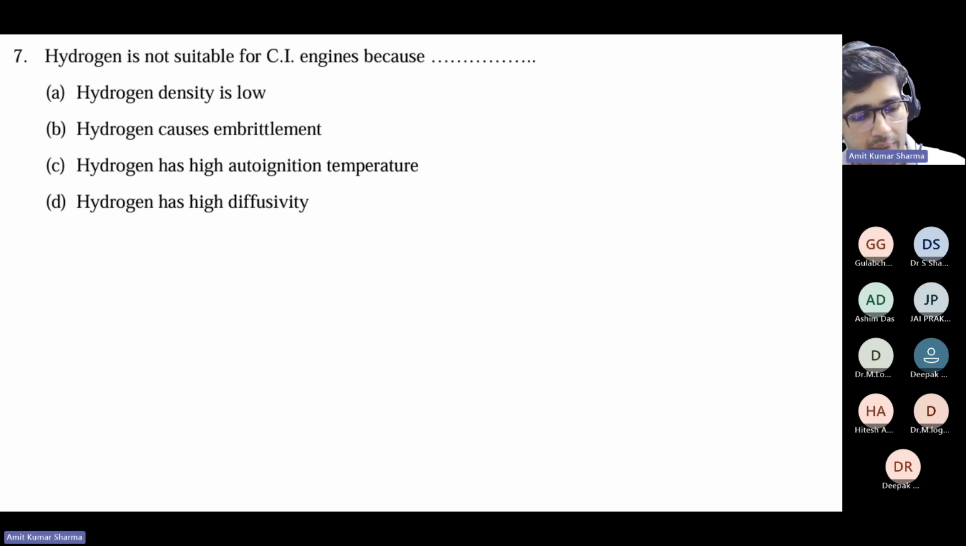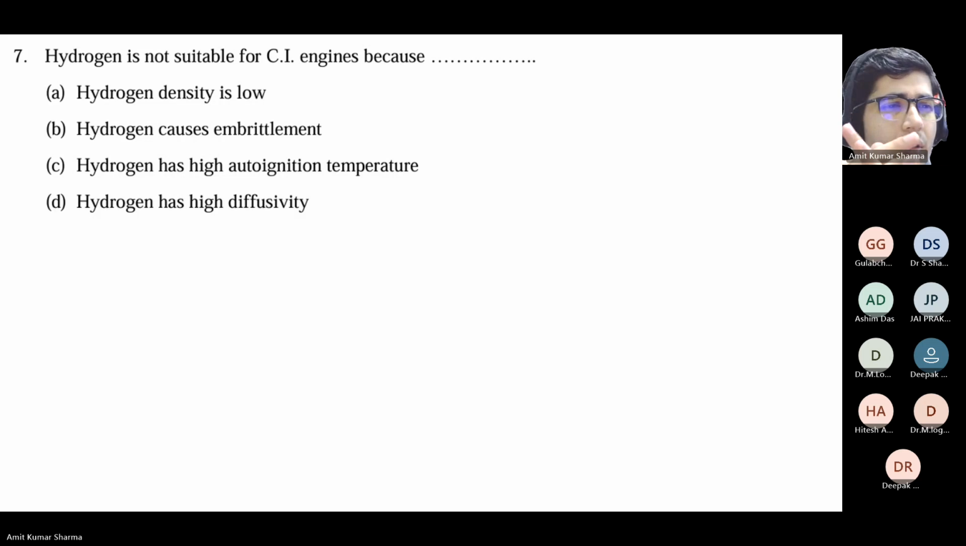So this is a difference in both engines, and the difference is due to the properties of the fuel. If you compare the basic properties of diesel and petrol, there are huge differences. Based on that only, there are differences in the engines also. Similarly, we have hydrogen also, so due to that we will have some changes. Now let's come to the question. Why is hydrogen not suitable for a CI engine, and we can use it in an SI engine?